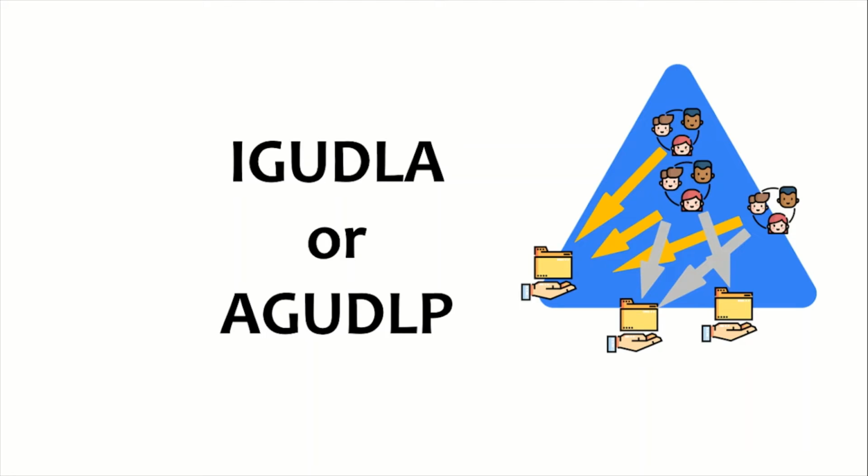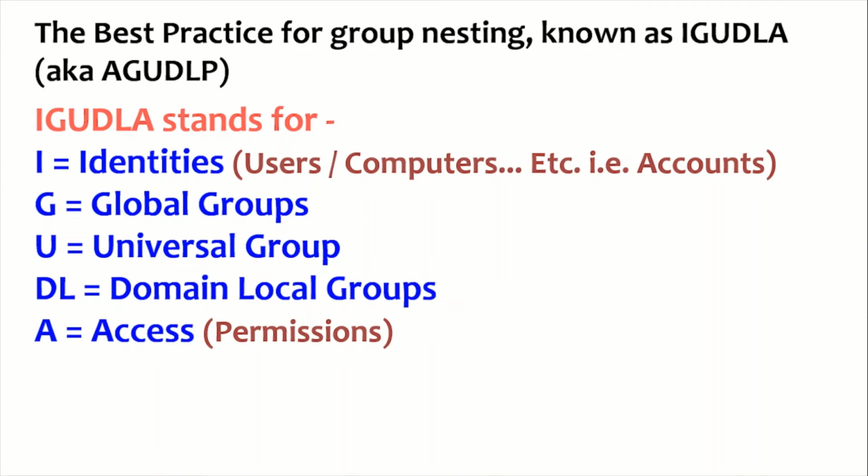Now let's look at one more best practice, that is this time IGUDLA or AGUDLP. So we are introducing universal scope over here. So the best practice for group nesting known as IGUDLA or AGUDLP. So again, I stands for identities, users, computers, accounts. G stands for global group. U stands for universal group. DL stands for domain local group, and A stands for access or permissions.